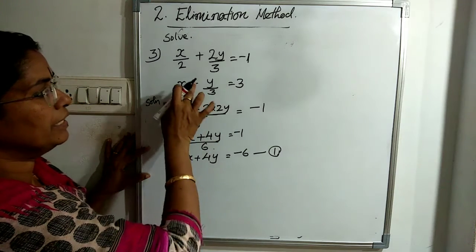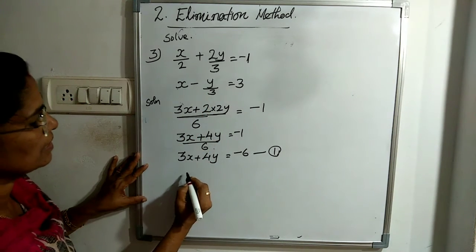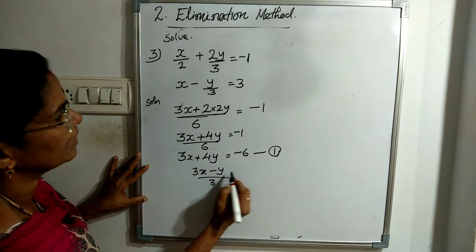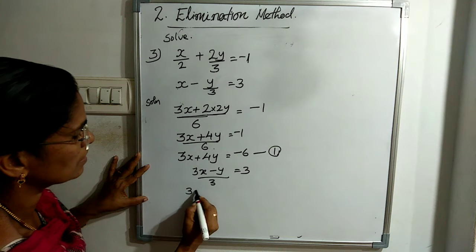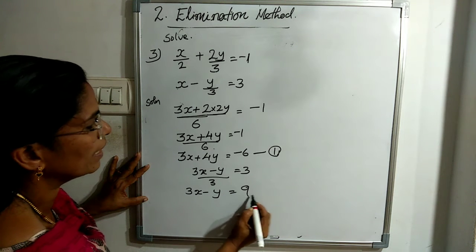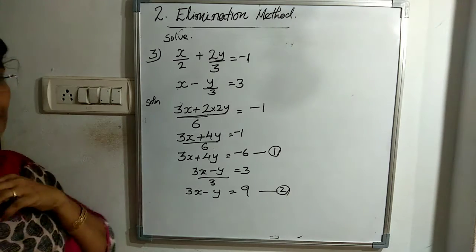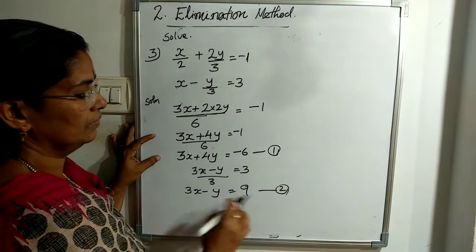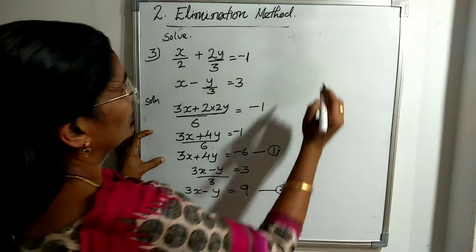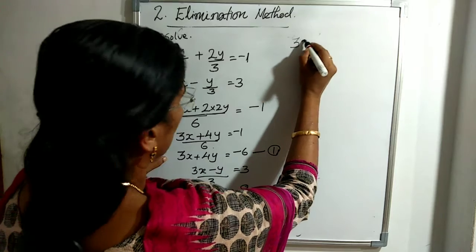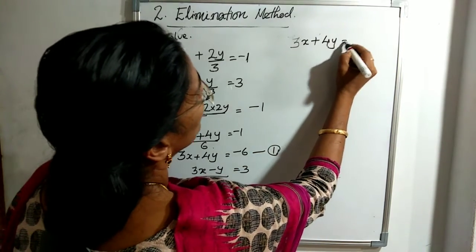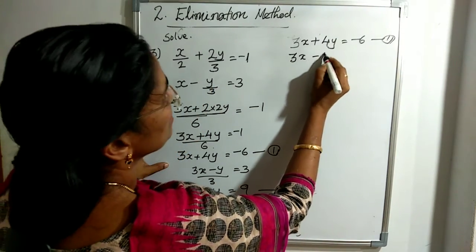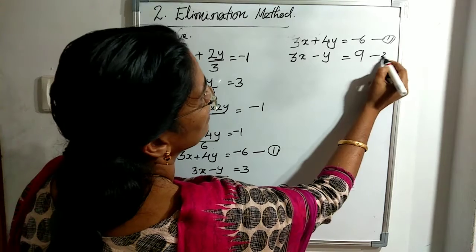Now we have to find the second equation also, by the same method. 3 is the LCM. 3 multiplied with x, 3x minus y equal to 3, or 3x minus y equal to 9. That is our second equation. Okay, so we got the equations without fractions. We write them one more time: 3x plus 4y equal to minus 6, this is our first equation, and 3x minus y equal to 9, that is our second equation.